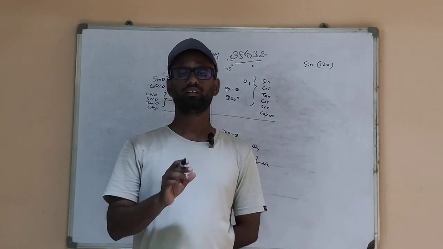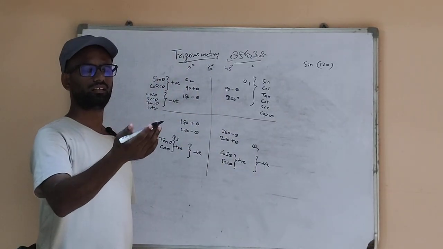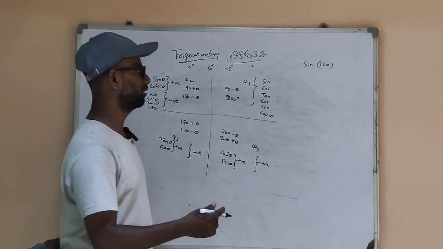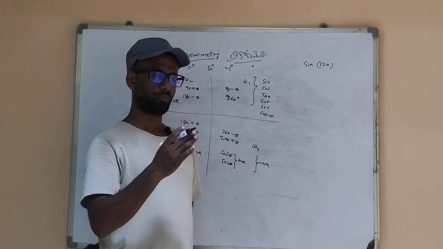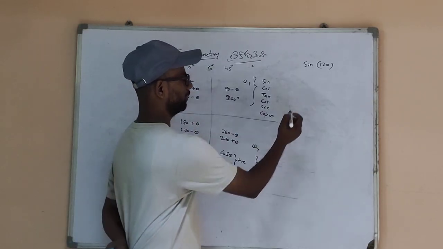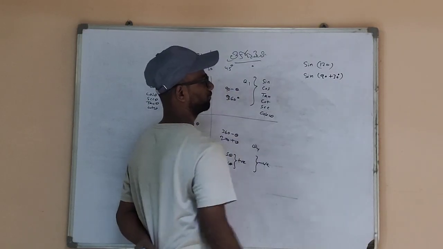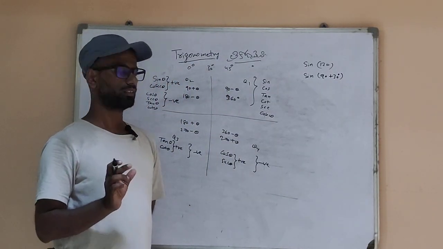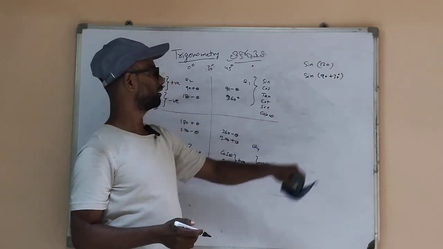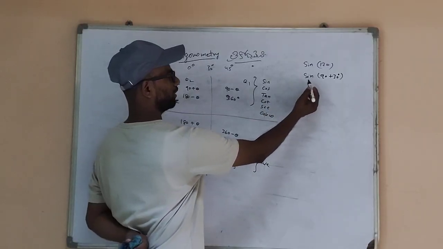This 120 can be split into a value more than 90. So sine 120 can be written as 90 plus 30. Our intention here is to split the angle like that. Sine 120 can be written as sine of 90 plus 30 degrees. So it looks like sine of 90 plus theta, where the theta part is 30 degrees.